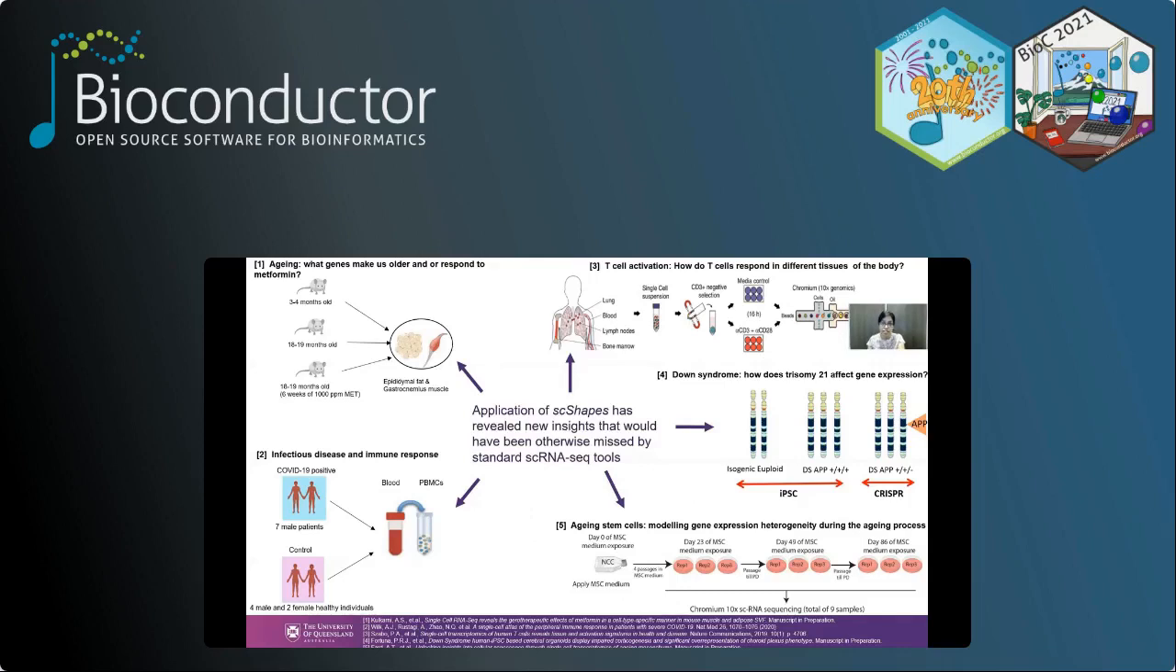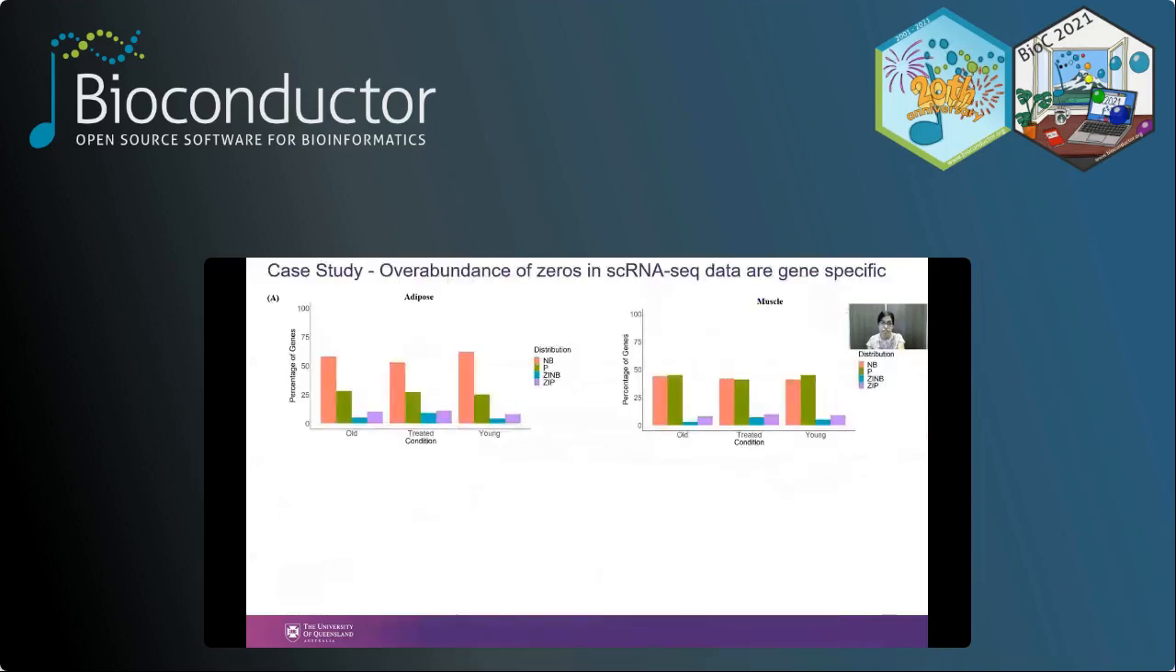By applying scShapes to single-cell RNA sequencing data from multiple experiments, we were able to reveal new insights that would have been otherwise missed by standard single-cell tools. When we applied our framework to single-cell RNA sequencing measurements on the metformin dataset, we see that while the majority of the genes follow a negative binomial distribution, at least 50% of the genes in muscle tissue do not follow a negative binomial distribution.